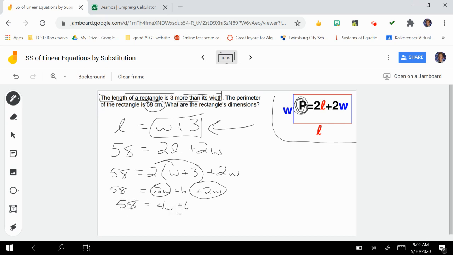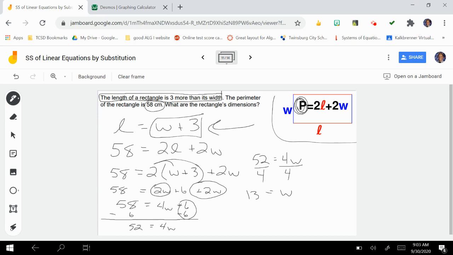Now we're going to get W by itself by subtracting 6, keeping its best friend there. What is 58 minus 6? It's 52. This is 0, so now we're left with 4W. I'm just going to write it over here. 52 equals 4W. How do you undo multiplying by 4? Through division. Again, all we do in this class is add, subtract, multiply, or divide. 52 divided by 4 is 13.